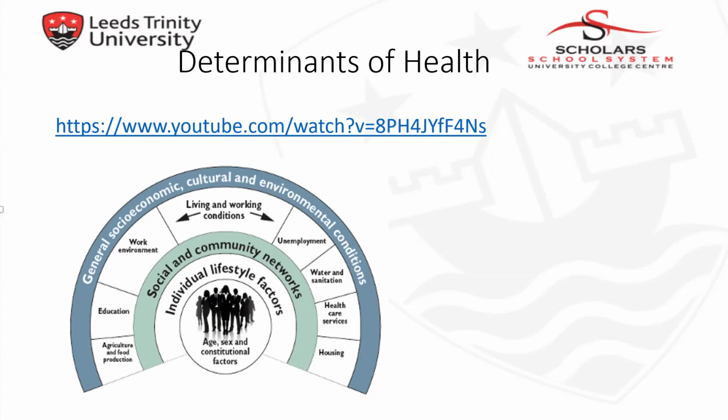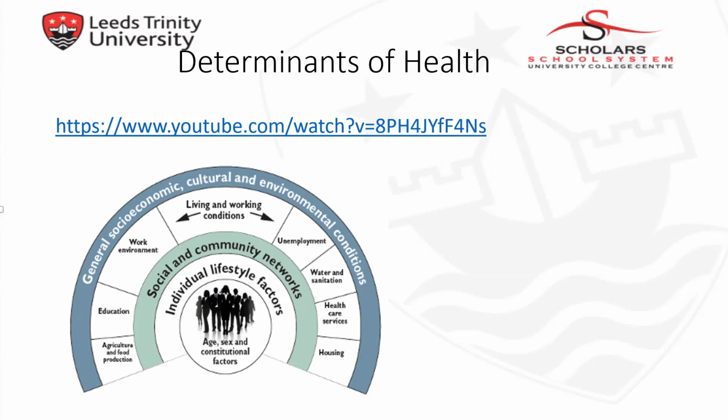these things in detail in the class, in terms of how unemployment, water conditions, health care services, housing, education, work environment, agriculture, and food production can influence the health and health behavior of individuals. So these are the factors that can influence an individual's health and health behavior.